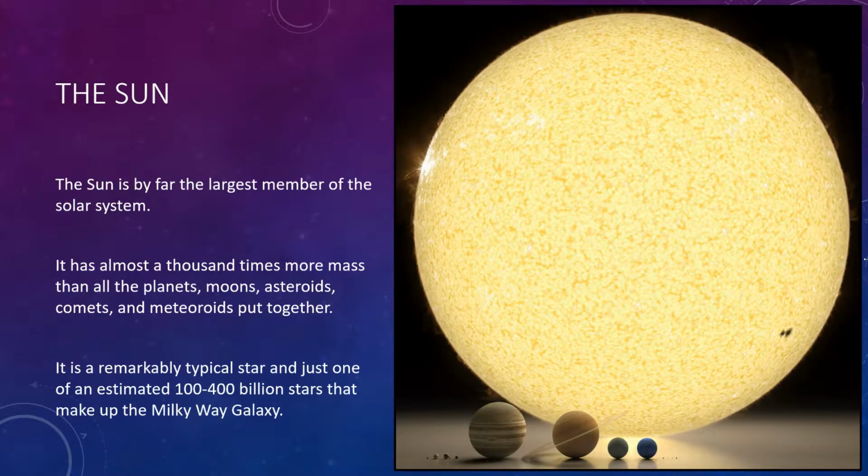The Sun is the largest member of the solar system. It has almost 1,000 times more mass than all the planets, moons, asteroids, comets, and meteoroids put together. It is a remarkably typical star, however, with a mass, size, surface temperature, and chemical composition that are roughly midway between the extremes exhibited by the myriad of other stars in the heavens.